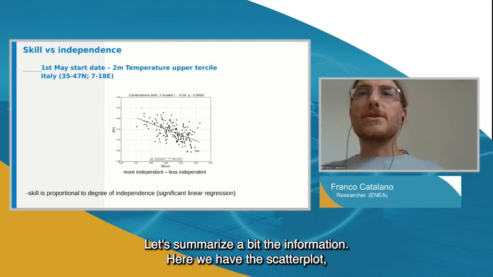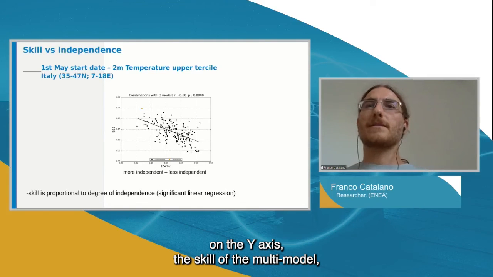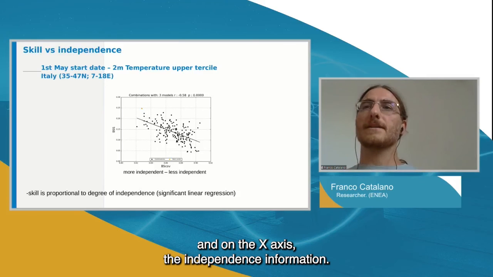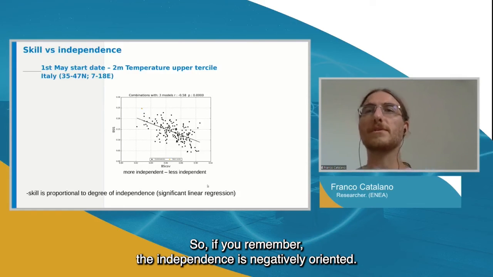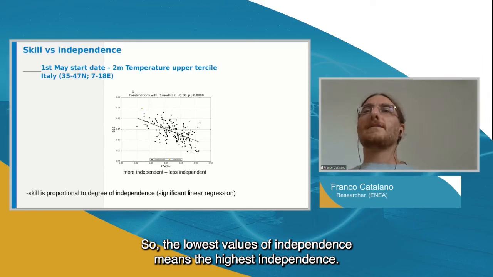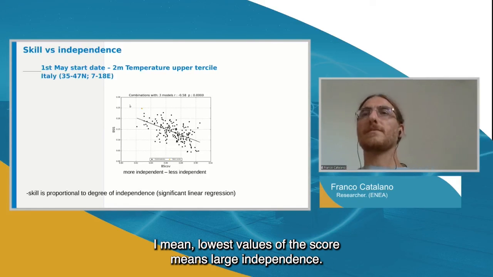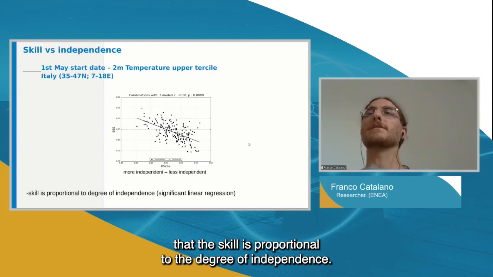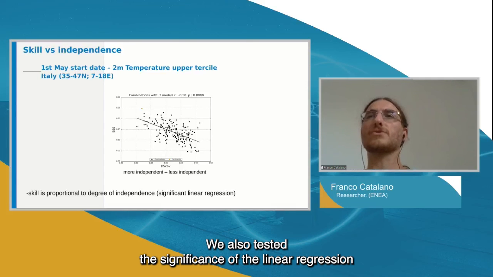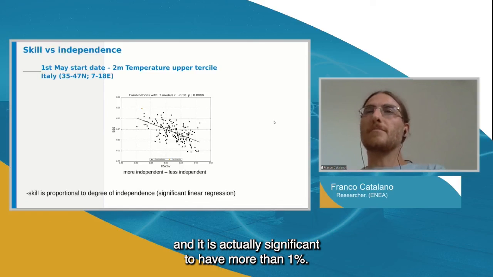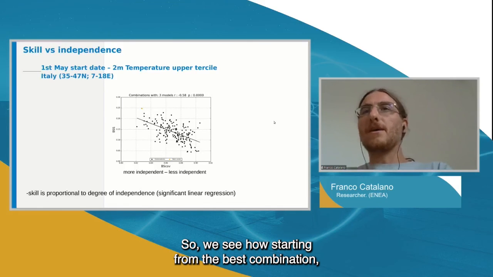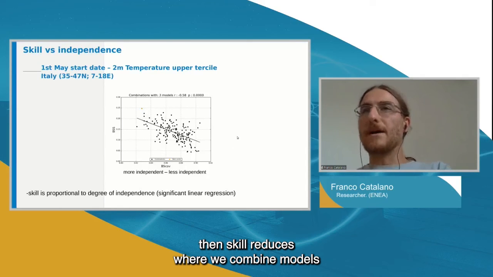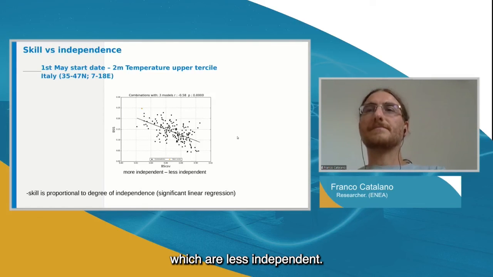Let's summarize the information a bit. Here we have this scatter plot. On the y-axis, the skill of the multimodel, and on the x-axis, the independence information. So if you remember, the independence is negatively oriented. So the lowest values of independence mean the highest independence. I mean, lowest values of BS-CO mean larger independence. So here we see the skill is proportional to the degree of independence. We also tested the significance of the linear regression, and it is actually significant at more than 1%. So we see how, starting from the best combination, skill reduces when we combine models which are less independent.